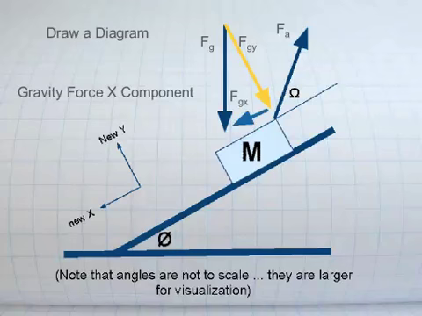We should do the same with the x component of our gravity force. In this case, it has a direction parallel to the ramp. Since the gravity force would want to push the box down the ramp, the direction of F sub gx is down the ramp. Note that we now have a right triangle with the x and y components of gravity as legs and the original gravity force vector as the hypotenuse.